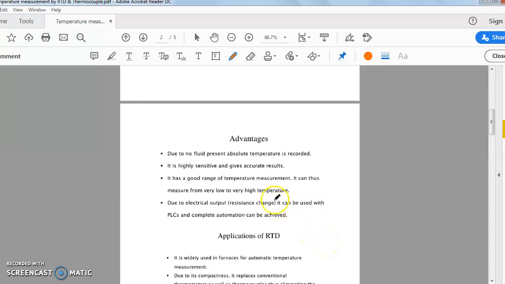Advantages: due to no fluid present, absolute temperature is recorded. It is highly sensitive and gives accurate results. It has a good range of temperature measurement; it can measure from very low to very high temperature. Due to electrical output, that is a resistance change, it can be used with PLC and complete automation can be achieved. PLC means programmable logic control. PLC is a part of automation. In automation the whole system will be automatic, so there will be no manual interventions.